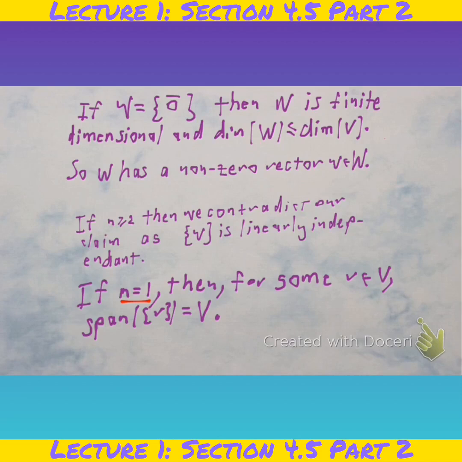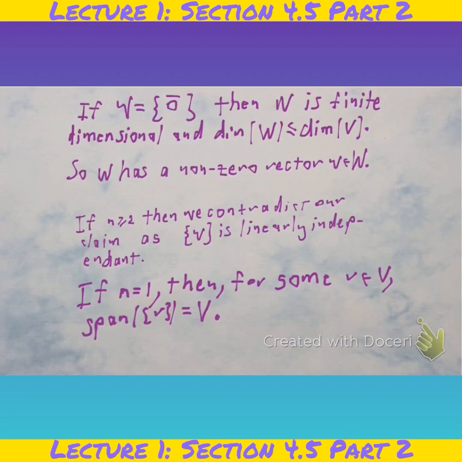Well, we can look at the case where n is equal to 1. In the case of n equals 1, we have that the basis contains only one vector v, and therefore there's a vector v that spans the whole of capital V. And that means that every vector in V is a scalar multiple of this vector.